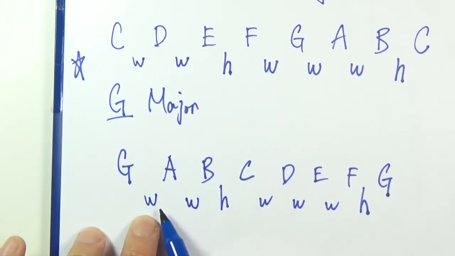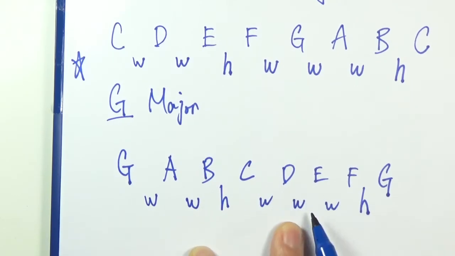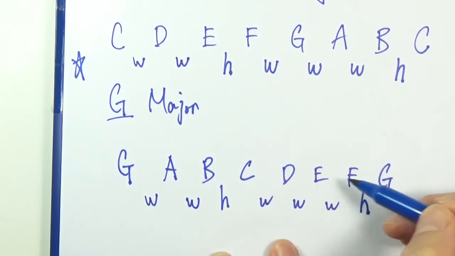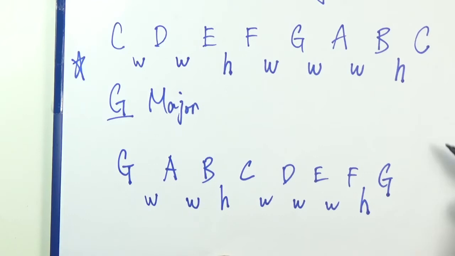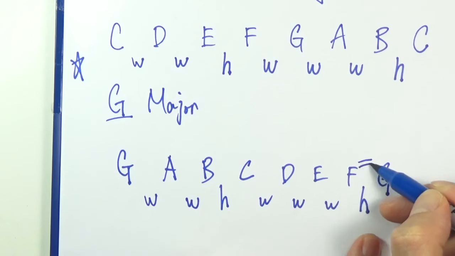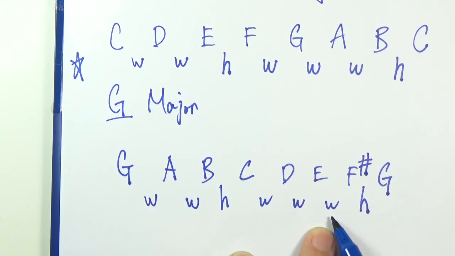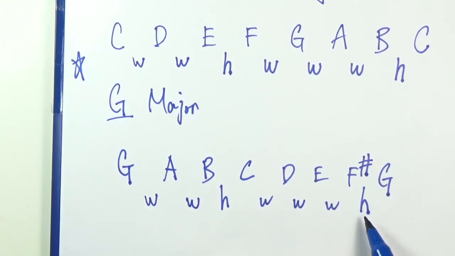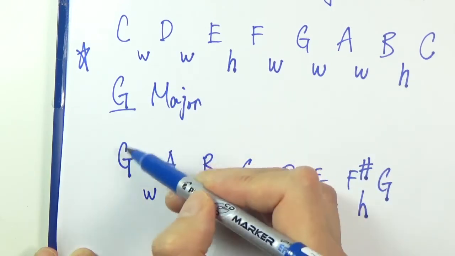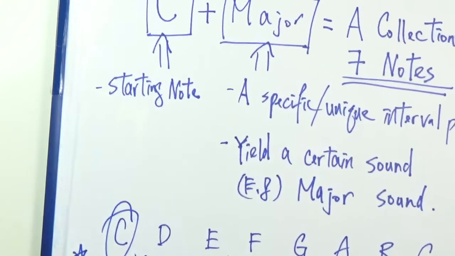So G to A, already a whole step, we're good. A to B whole step, B to C half step, great. C to D whole, D to E whole, E to F, and F to G. These seem to be out of place, right? So we need to fix it, and it's an easy fix. We just need to raise the F to an F sharp. Voila, we have E to F sharp as a whole step, F sharp to G half step. And see, we have the same exact interval pattern here, except this time we're starting on G instead of C. So that's really what a scale means.